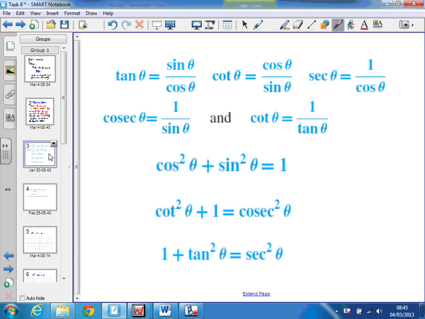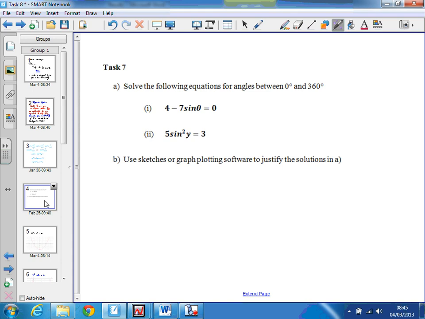That you've got written down. Task 7 is to do with these sorts of trigonometric equations. Solve the following equations for angles between 0 and 360 degrees, so that's the range. The first one is a linear equation, so we've looked at examples of equations like that.